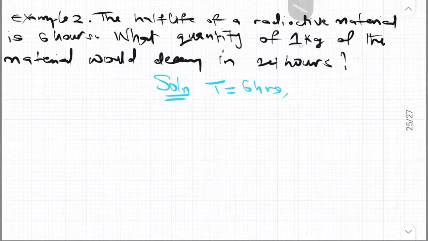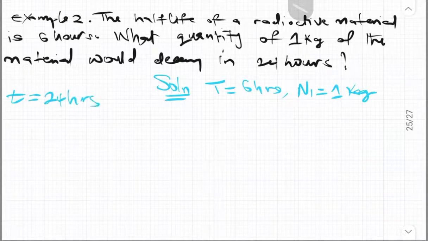Now, what is 1 kilogram here? That is the initial, N1, 1 kilogram. So what quantity of this will decay in 24 hours? What is 24 hours there? That is small t, 24 hours, right? Okay.